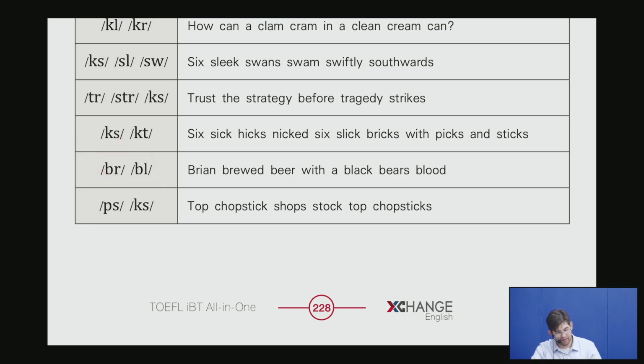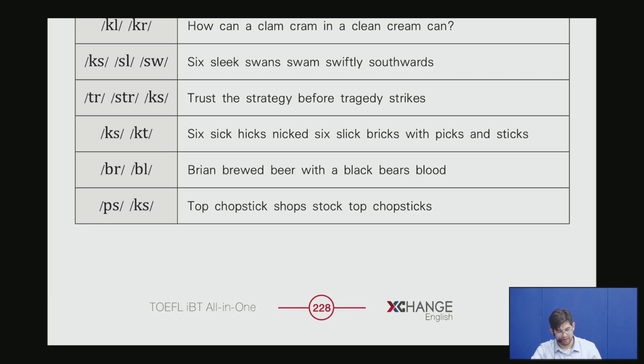Our BR and BL blends. Brian brewed beer with a black bear's blood. So again, blending them together. Brian brewed beer with a black bear's blood. And you can hear, as I'm saying Brian, the brr, the rumbling of that R. And for the L, it's the longness of that L. Brian and black. You can hear one getting long and one being a rumble in our phonics.